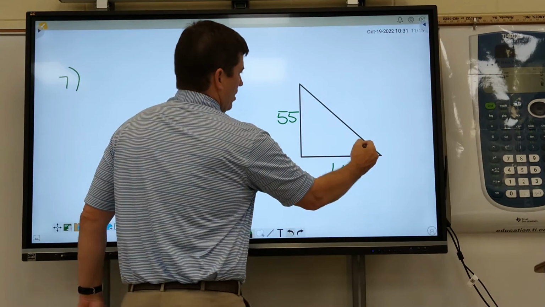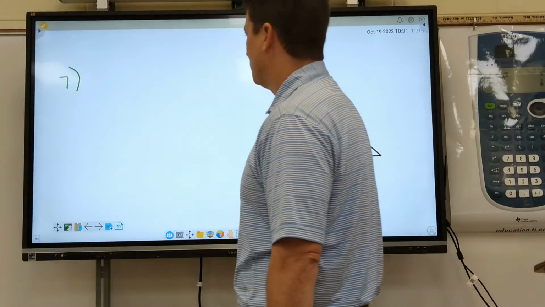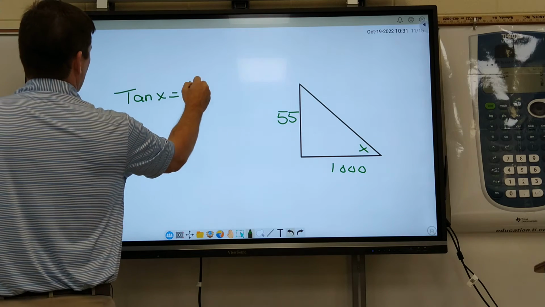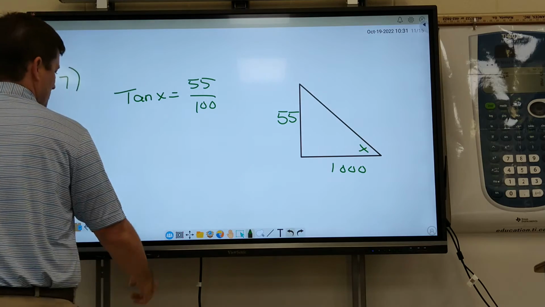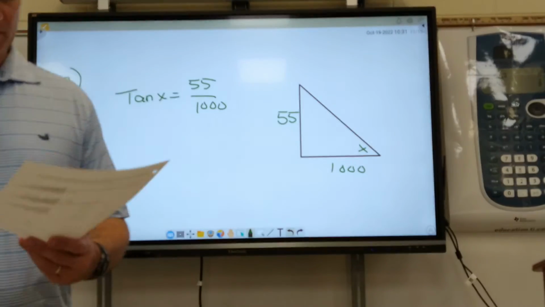All right, I got adjacent and opposite. So which formula? Good. Y'all use tangent, opposite over adjacent. All right, that's 1,000, not 100. Make sure y'all do degrees and minutes on that one. All right, draw number 8.